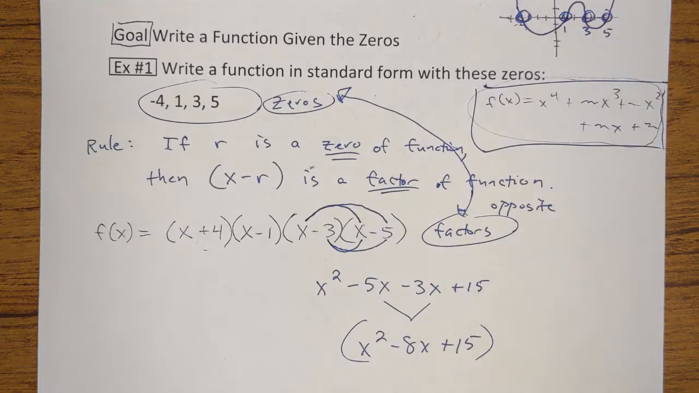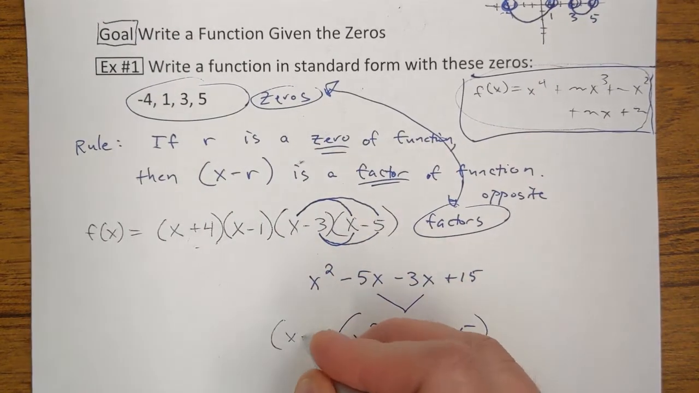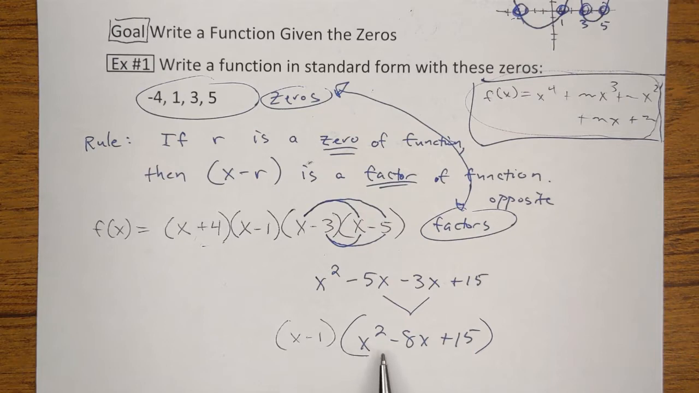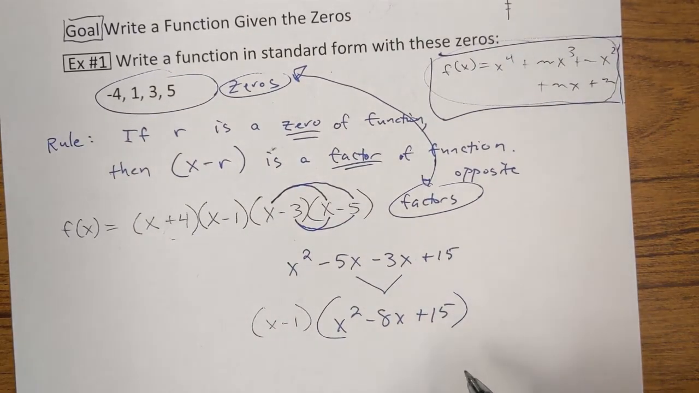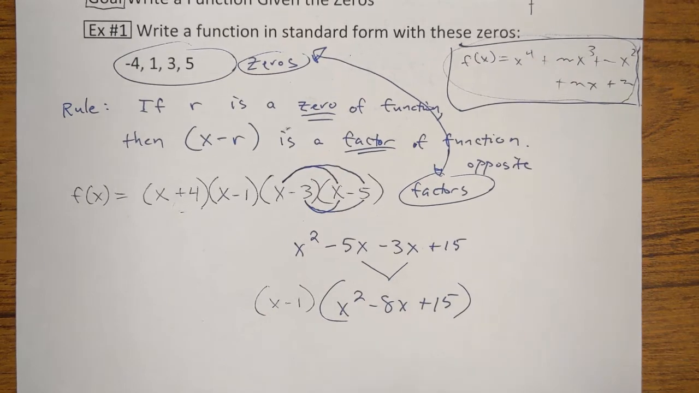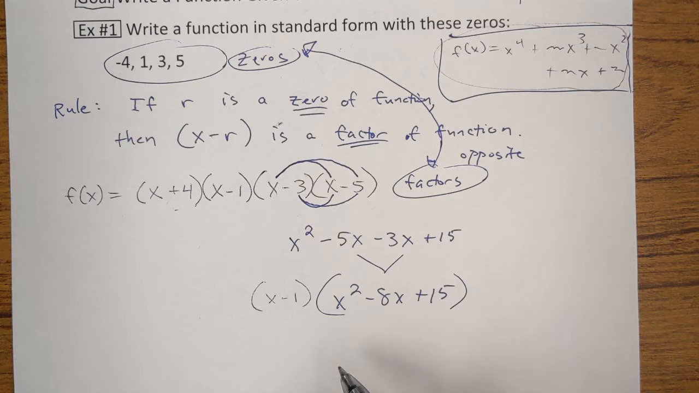Let's kind of pull just one at a time. Let's pull another one of these factors down. Let's take this x minus 1 and pull it down. Now we need to multiply x minus 1 times x squared minus 8x plus 15. Well, this is technically not called a FOIL problem anymore. I try not to think of these as FOIL problems. I just try to think of them as like double distributing.